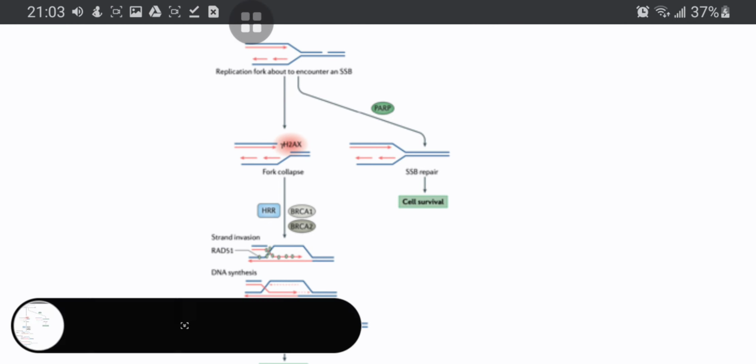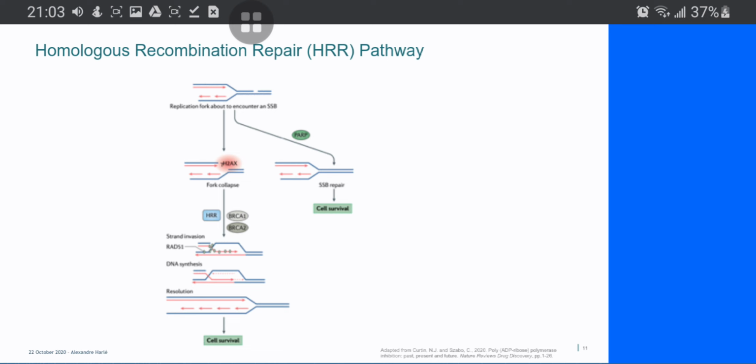and other proteins like RAD51 and other mechanisms, the cell is able to repair single or double strand breaks. And when this alteration is present, this HRR repair is able to repair everything and the cell can survive.